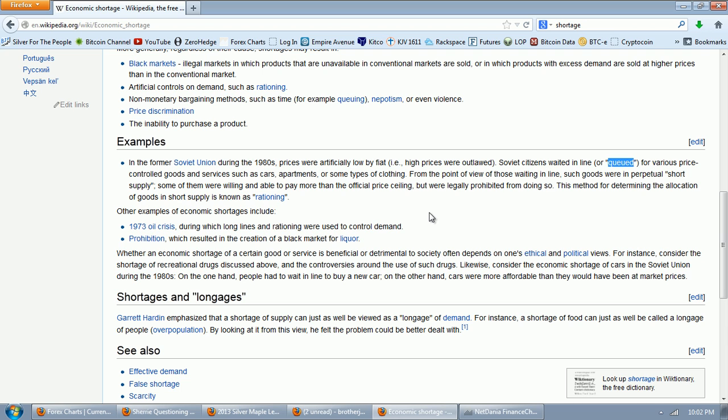From the point of view of those waiting in line, such goods were in perpetual short supply. Some of them were willing and able to pay more than the official price ceiling, but were legally prohibited from doing so. This method for determining the allocation of goods in short supply is known as rationing.